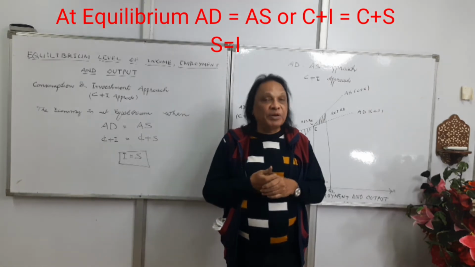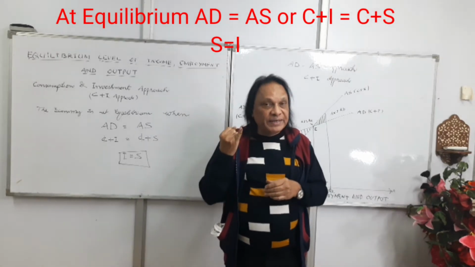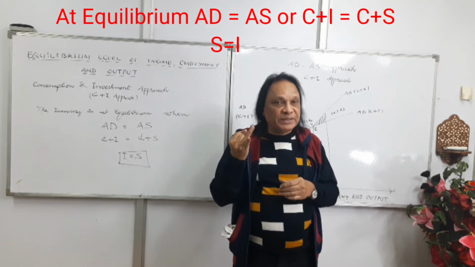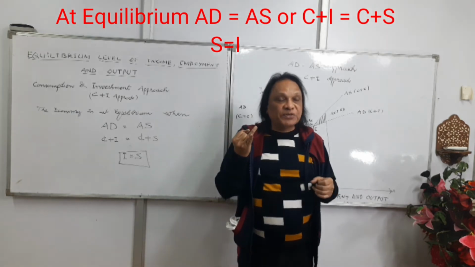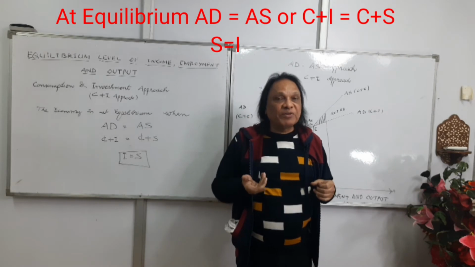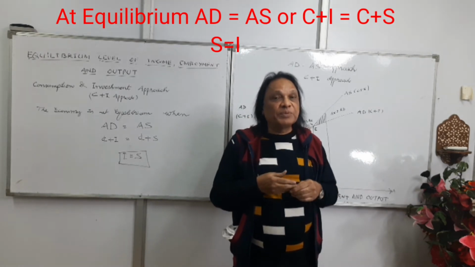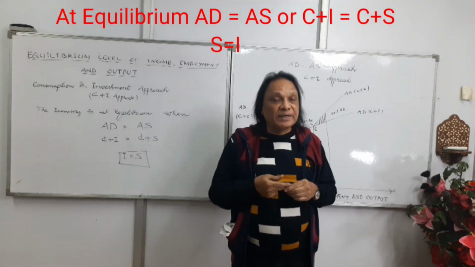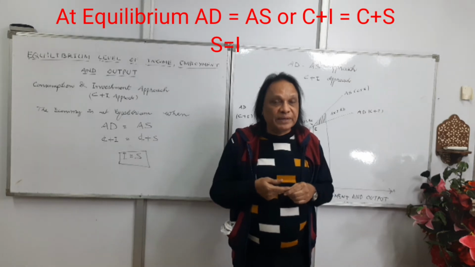So the economy will be at equilibrium when AD is equal to AS. The second point to recollect: AD stands for C plus I and AS stands for C plus S. Hence, at the equilibrium level of income and employment, C plus I is equal to C plus S, and S is equal to I automatically.